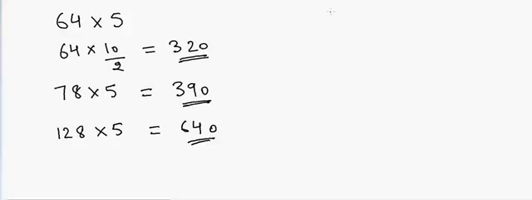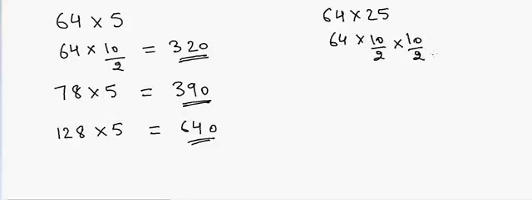Another trick is to multiply by 25. So if I have to multiply 64 by 25, then we can write this as 64 into 10 by 2 into 10 by 2. So we have to take half of 64 two times. In that case, half of 64 is 32, half of 32 is 16.